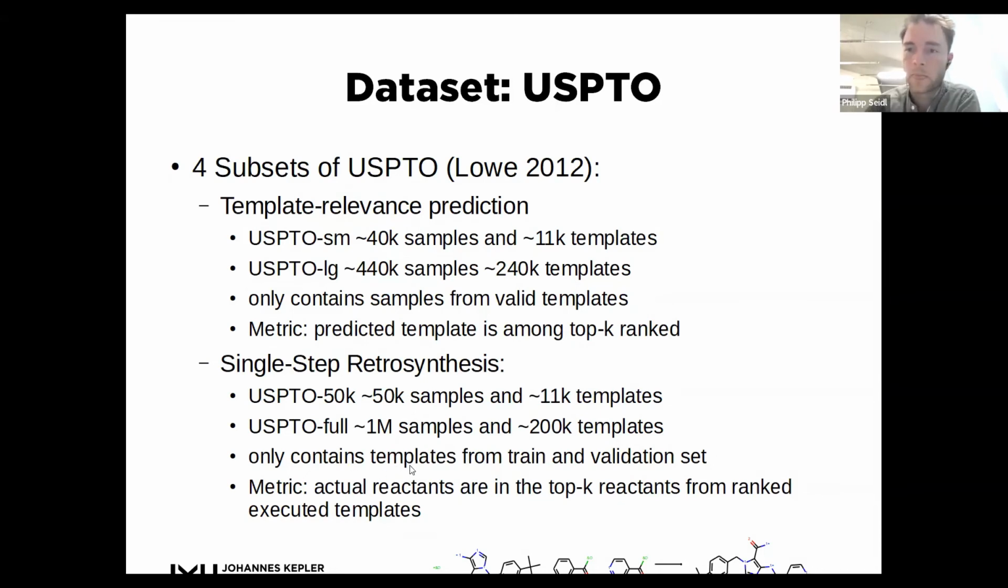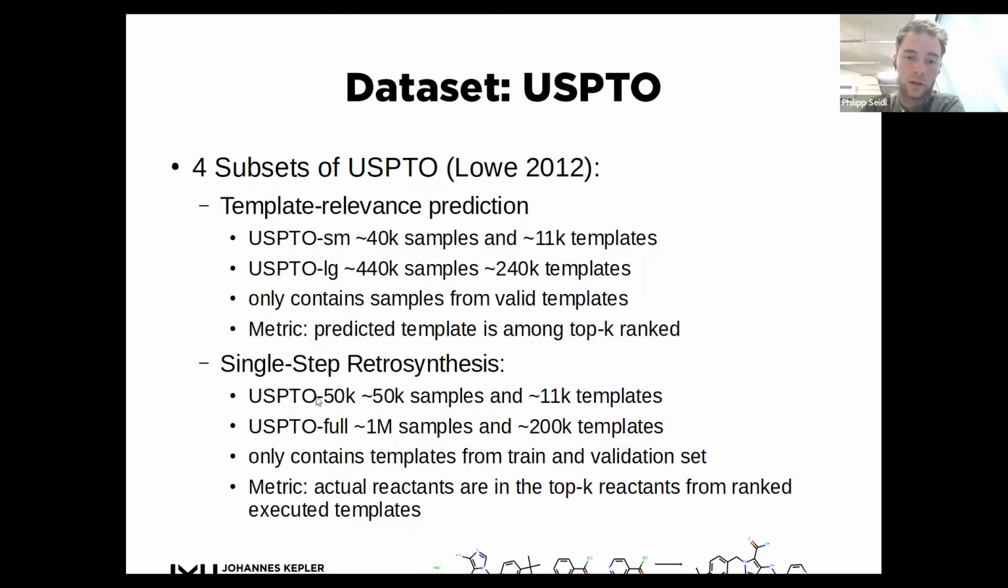Sorry, so the first, template relevance prediction, is it a forward synthesis? No, they're both backward synthesis. Sorry, I didn't clarify that. They're both backward. That's a good question. Template relevance is also retrosynthesis, but just on a separate set where we know that the templates actually are applicable. Single-step retrosynthesis is a much harder task because here you actually want to know if you apply the templates, do they actually produce the right result?